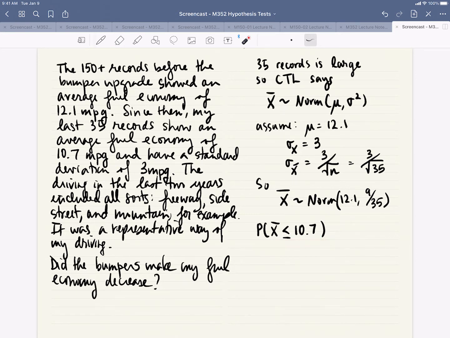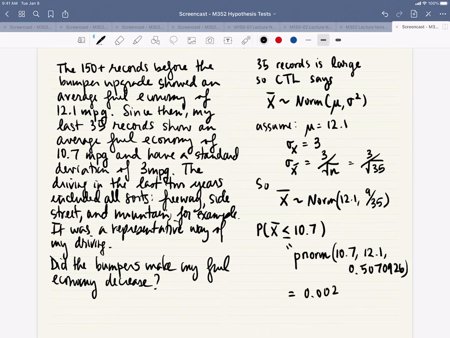So what's that probability? Well, let's pull out R. And to calculate this probability, we use the pnorm command. We're interested in calculating the probability of getting this value or less for a normal distribution that has a mean of 12.1. And then here's where we have to put the standard deviation in. So the standard deviation, 3 over the square root of 35, is 0.570926. You plug that into R and you get the number 0.002888267.